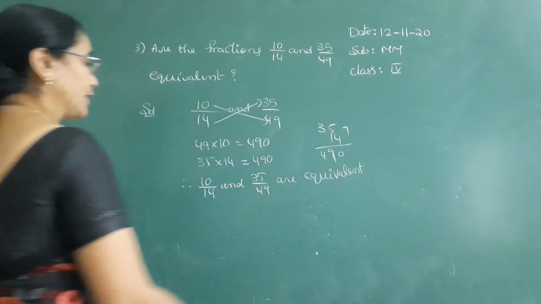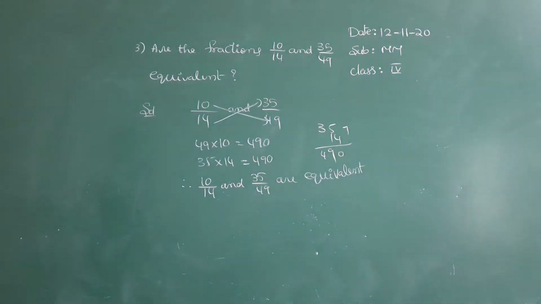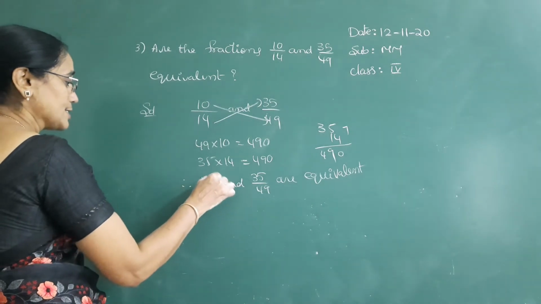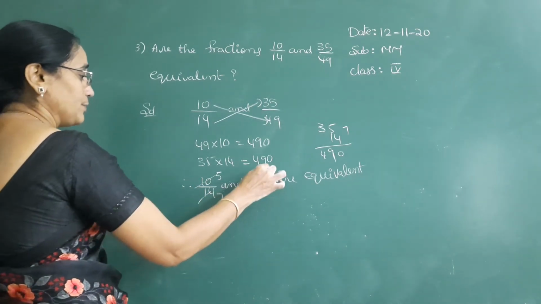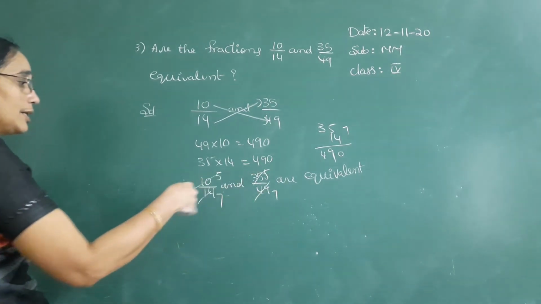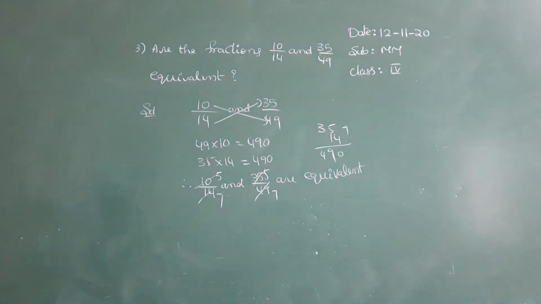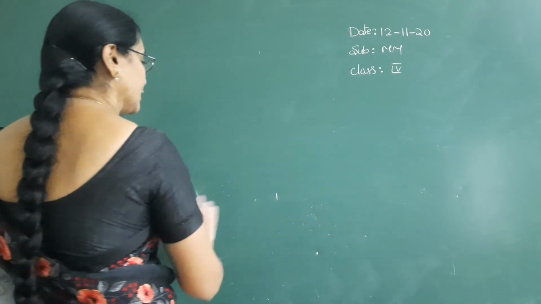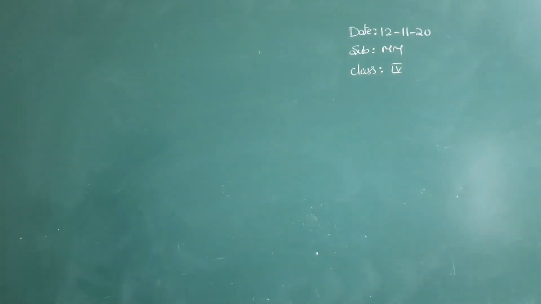These two fractions are equivalent, and you cancel the common factor: 2 5s are 10 and 2 7s are 14, 7 5s are 35 and 7 7s are 49. Observe here, these two represent the same fraction, the lowest fraction, that is 5 by 7.